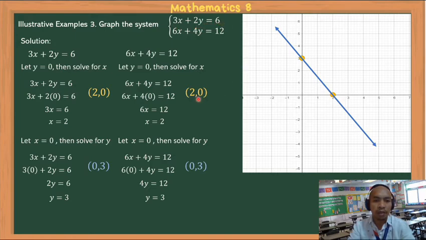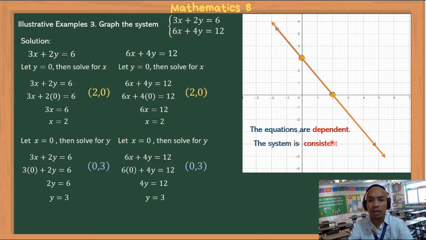Second equation: the x-intercept is also the same, (2, 0), and the y-intercept is also the same, (0, 3). Connect the dots, and that is the graph of the equation 6x plus 4y is equal to 12. In this case, the graphs of the two equations lie on the same line, and we call them coinciding lines. If the lines are coinciding, the equations are dependent, the system is consistent, and the system has infinitely many solutions.